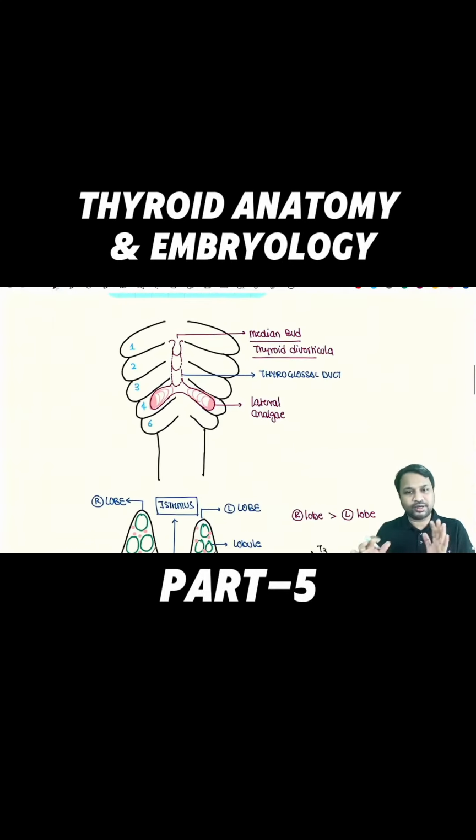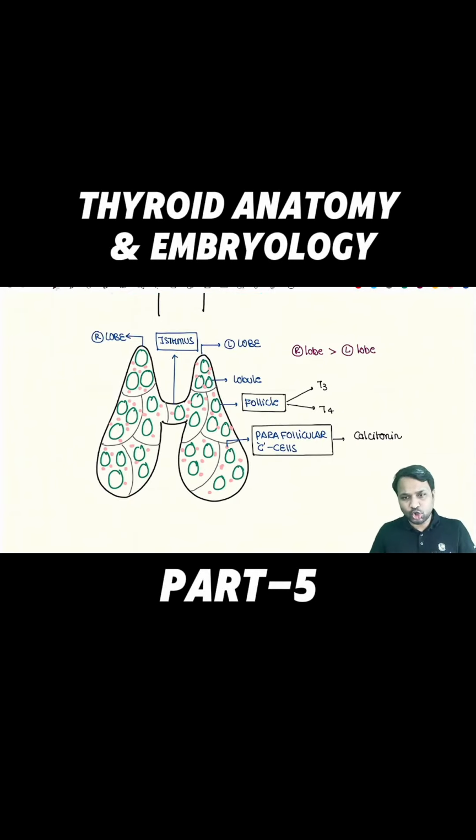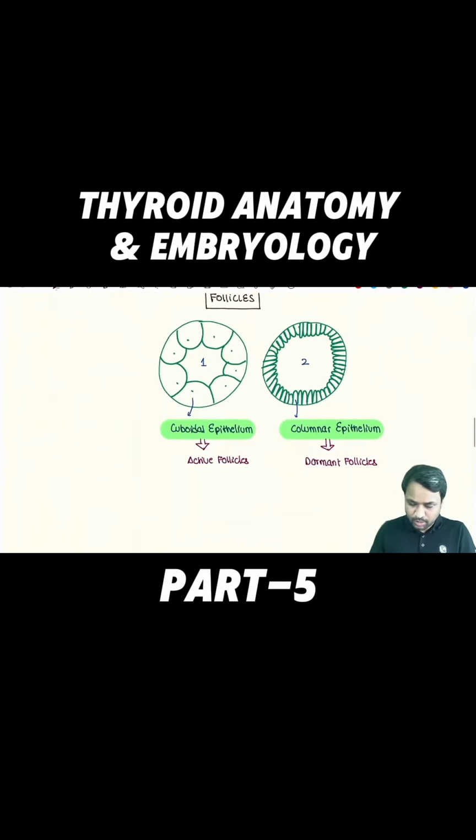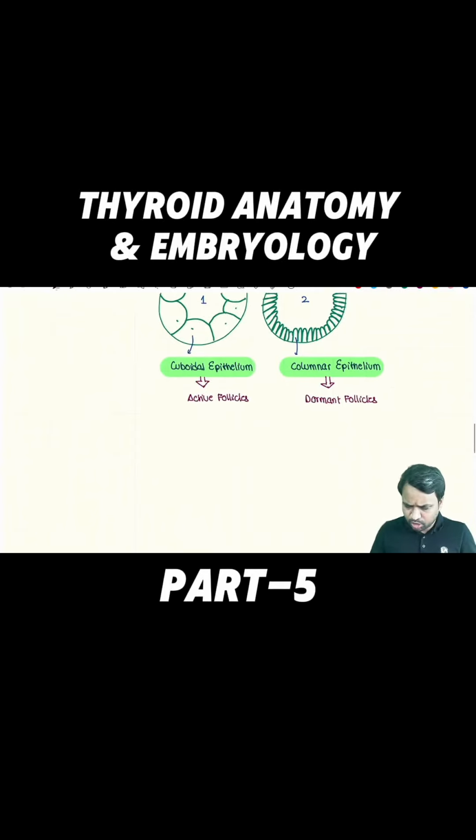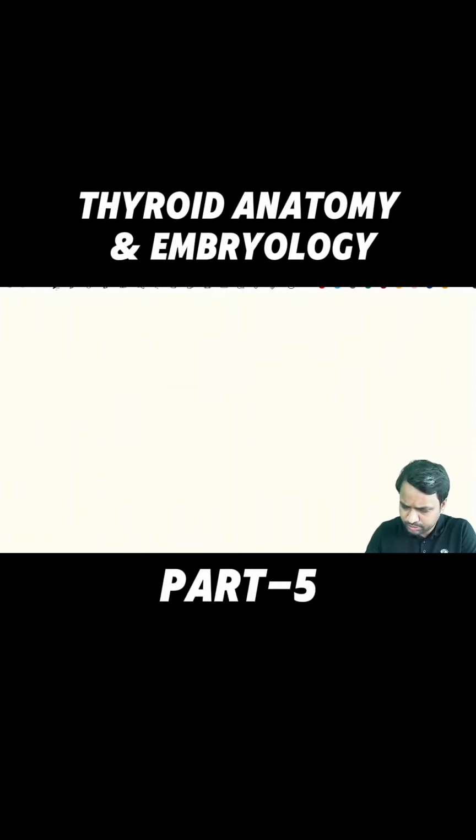So we learned how the thyroid gland is developed, and once it develops, how does it look and what are its parts in general. And then we spoke about how the follicles are going to be considered as active as well as dormant. Okay? Absolutely good, guys.